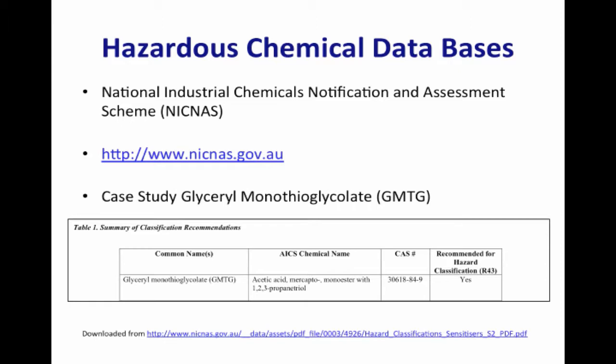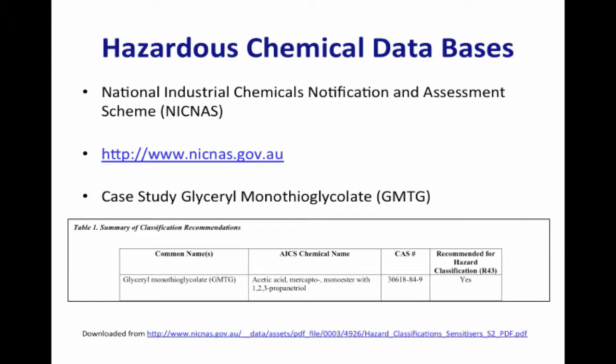NICNAS is overseen by the Commonwealth Department of Health and Ageing, and it was established in 1990 to provide a national notification and assessment scheme to protect the health of the public, workers, and the environment from the harmful effects of industrial chemicals. It also assesses all chemicals new to Australia and assesses those chemicals which are already being used on a priority basis in response to concerns about their safety on health and environmental grounds.